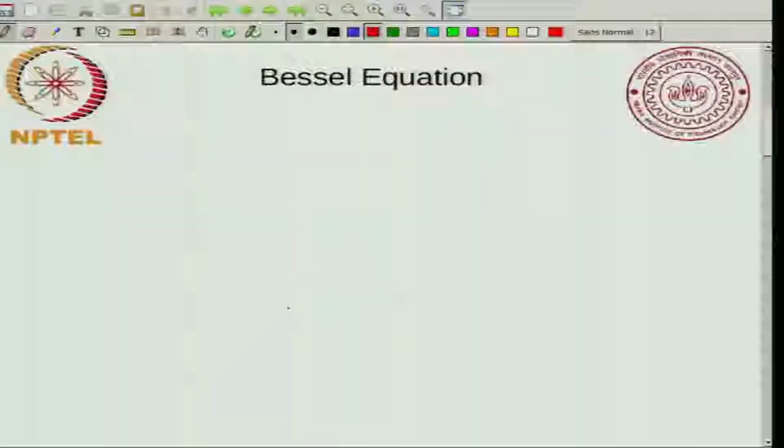So, the Bessel differential equation has the following form: x square y double prime plus x y prime plus (x square minus, we call this v square) y equal to 0. Okay. And v is some constant. Okay. We will just say that right now we will just take v as a constant, as some real number.